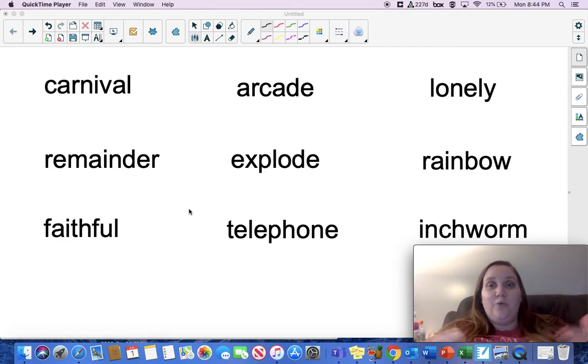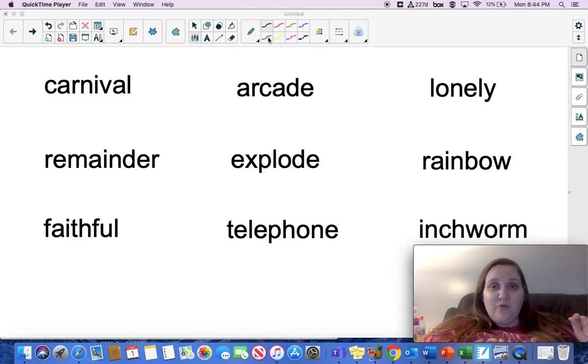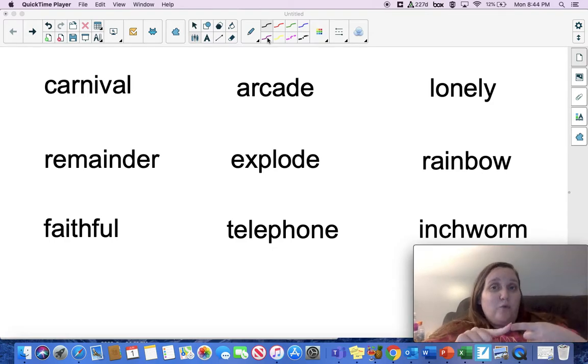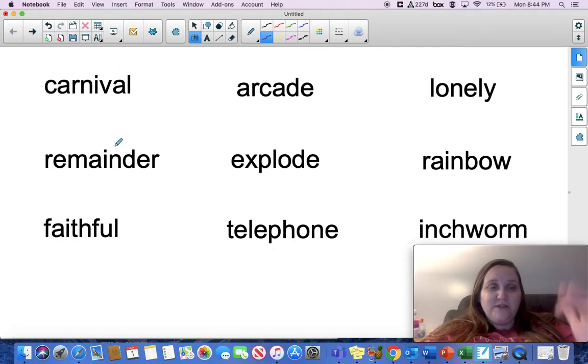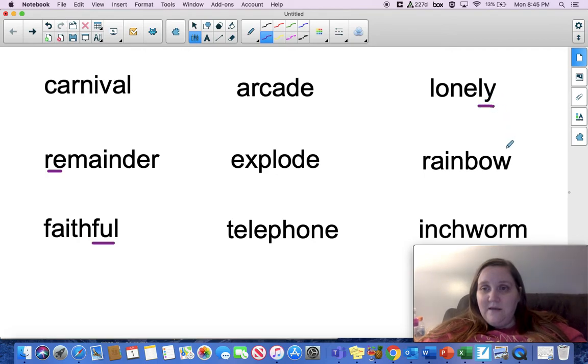So the first thing I always do when I am trying to decode an unknown word, especially a multisyllabic word, meaning a word with multiple syllables, is I go through and look for my prefixes and my suffixes. That's things like re, full, lee. So I'm going to go through my words here and look for some prefixes and suffixes. This word, nope. Oh, here's re, so I'm going to underline that. Here is full. Don't have any. Here's lee. These two don't have it.